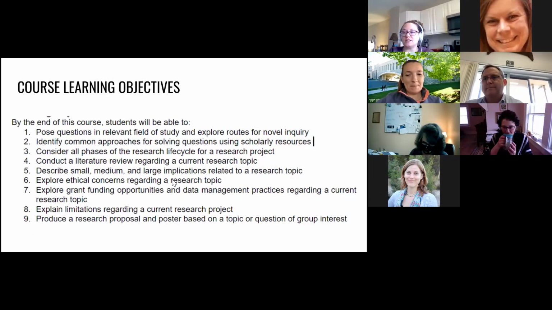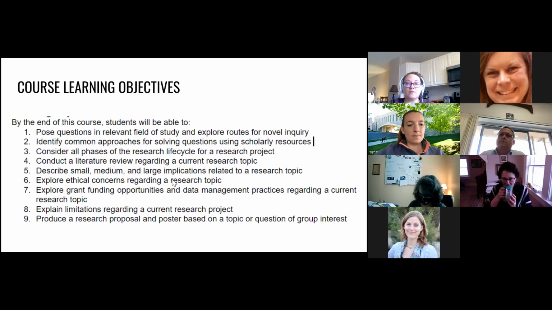The course learning objectives, with a few slight variations, just like the course, are really planned with the research life cycle in mind. And so what you can see is that we start with having students pose questions, hopefully authentic questions that they really want to answer, and we move to identifying common approaches for solving these problems, again, making sure that it's not just one solution, but that open problem solving that we're keeping in mind here.